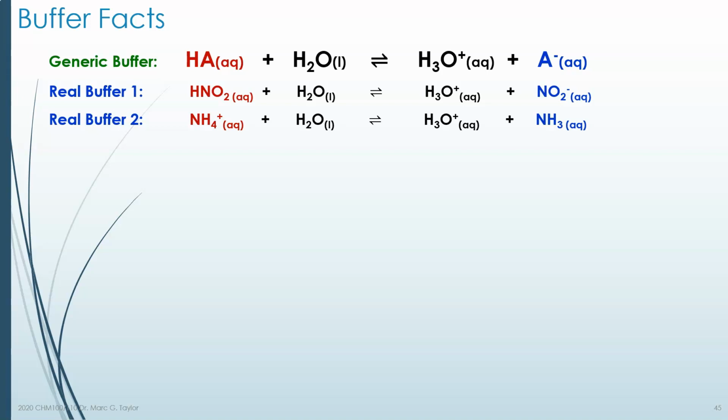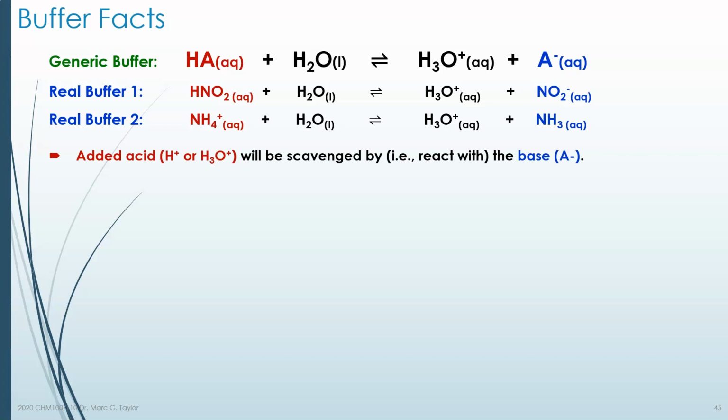And if you get confused about charges, just remember, removing a positive is the same thing as adding a negative charge. So you can see in the first example, in the first real buffer, number 1, the nitrous acid, it's a neutral acid, and when you lose a proton, the conjugate base is negatively charged, whereas in the second case, the acid is ammonium with a positive charge. When you lose the proton, it becomes neutral, ammonia, NH3. So just remember, the charge of the acid will always be one more positive than the charge of the base, and it will have an extra proton.